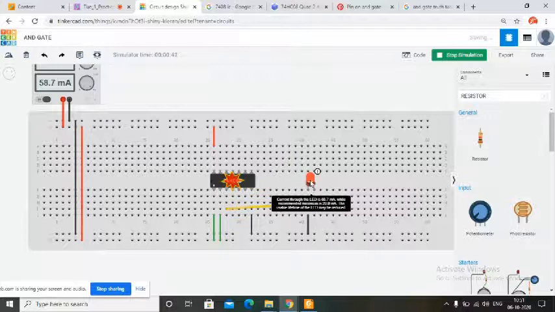Moreover, this LED also has a certain current limit. For this LED, the maximum current it can support is 20 milliampere. If you are giving more current, then what will happen? The lifetime of the LED will reduce. Even though it will keep on glowing, it might fail, or its lifespan can be reduced.